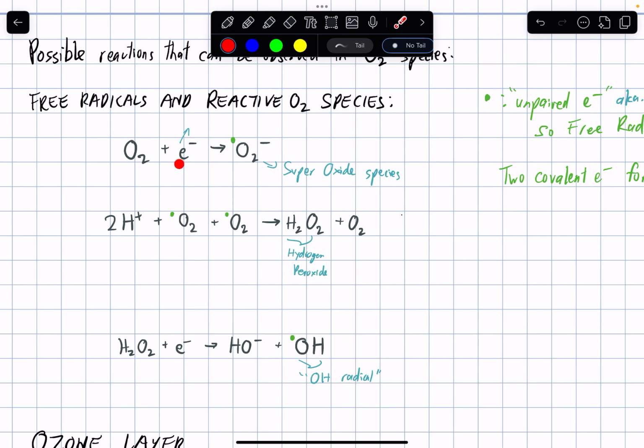So oxygen reacts with an electron that causes it to have just, can't really explain this part comfortably. Okay, hydrogen peroxide plus an electron, that's okay.